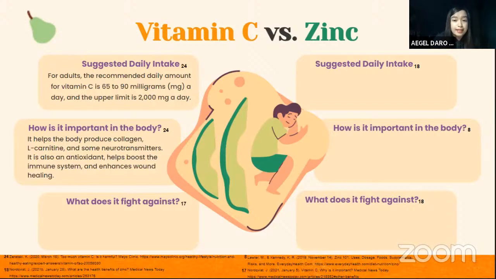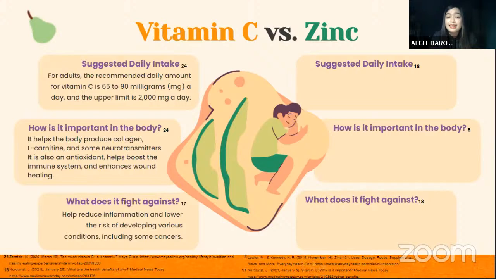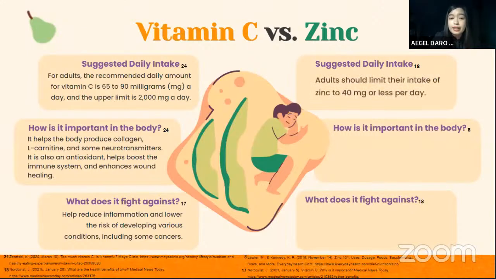Now, what does it fight against? Vitamin C's antioxidant activity may help reduce inflammation and lower the risk of developing various conditions, including some cancers. So we can really see that just by taking vitamin C, we can already prevent a lot of illnesses. Now let's go over to zinc. The suggested daily intake for zinc is that adults should limit their intake to 40 milligrams or less per day. However, this does not apply to people with zinc deficiencies who may need to take high-dose supplements.